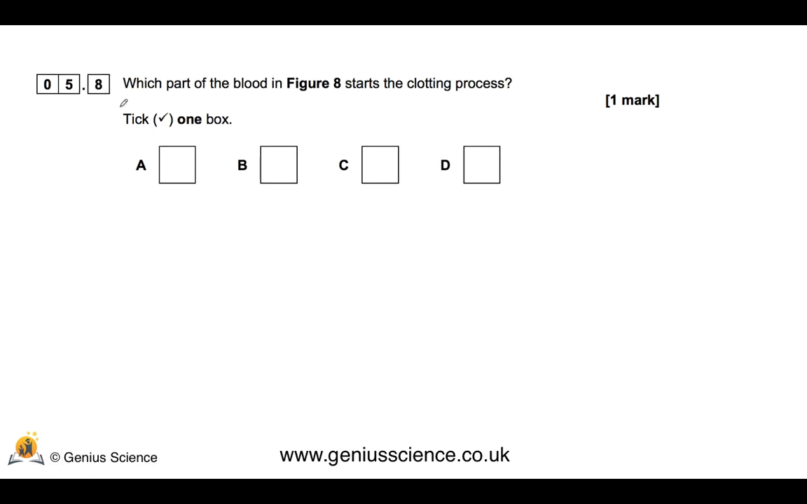Question 5.8 now. Which part of the blood in figure 8 starts the clotting process? We have to tick one box. Now remember, the clotting process, that was the platelets, and they were D. So D is the answer there.